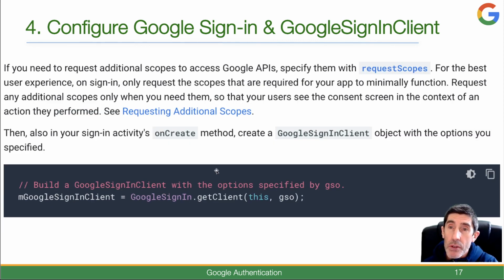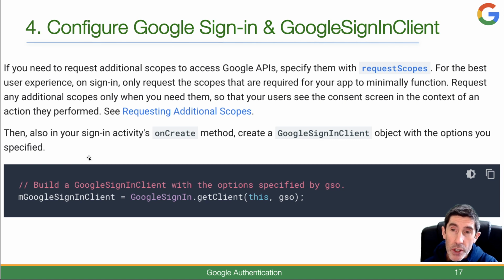Okay, so let's look a little bit more at this. This is what I was talking about. If you need to request additional scopes to access the Google APIs, specify them with requestScopes. For the best user experience on sign-in, only request the scopes that are required for your app to minimally function. Request any additional scopes only when you need them, so that your users see the consent screen in the context of an action they performed. There's a link there online. A simple example of that would be working with maps, because there's no point in requesting access to your location when your app starts if you only need it when the user goes to the map. That's the kind of stuff we're talking about there.